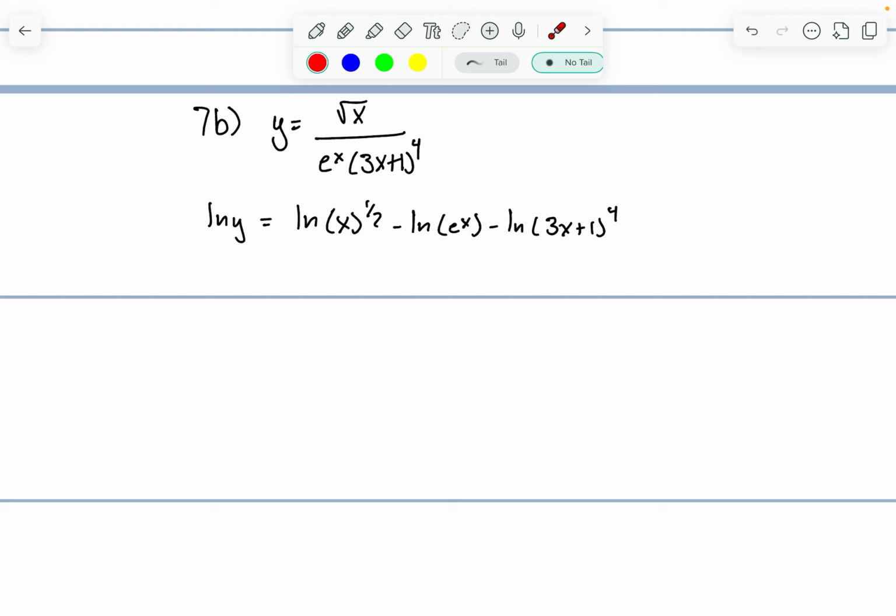And then we're going to use the power rule. So we're going to bring this down here, and we're also going to bring this down here as well. So it's going to look like this: 1/2 ln x minus, oh, and I forgot to mention, since these two are basically the same, we could cancel it out. So it's just going to be x minus 4 ln (3x plus 1).